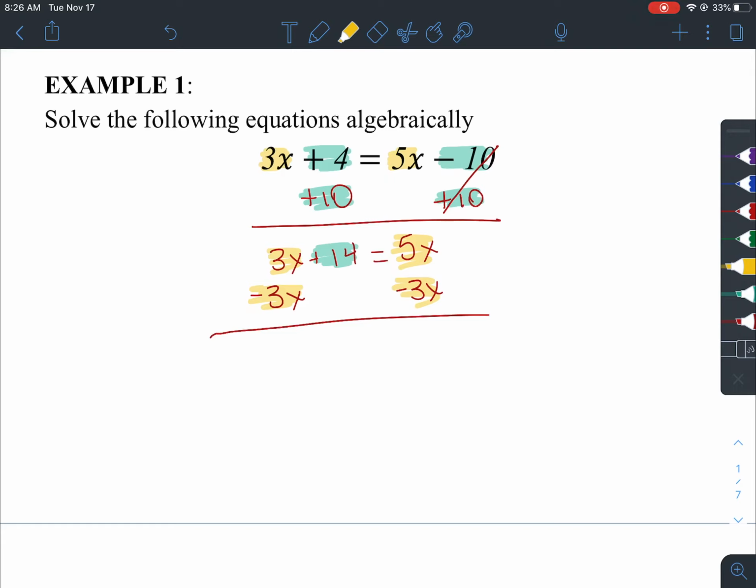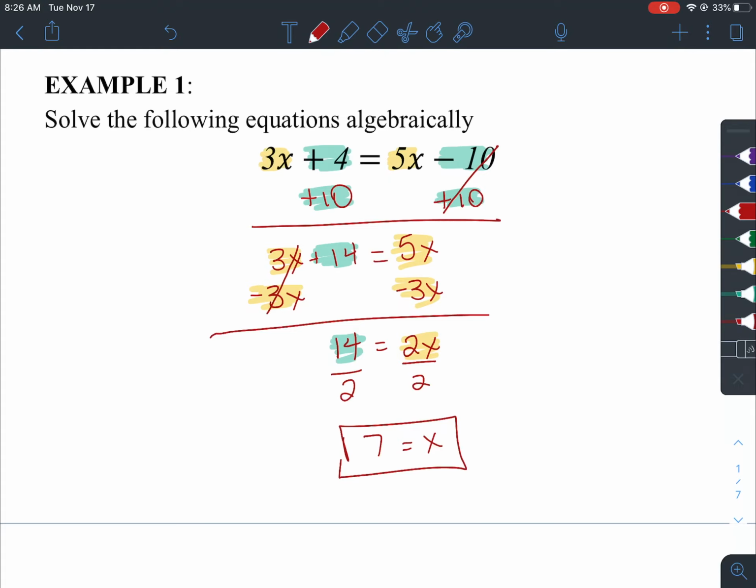And we are left with 14 because 3x minus 3x is 0, and 5x minus 3x is 2x. And now we have officially our constants on one side and our variables on the other. So here we're going to divide by 2, and we get x equals 7. Done. You can write x equals 7 either way, but those are correct. Nice. Let's take another look.